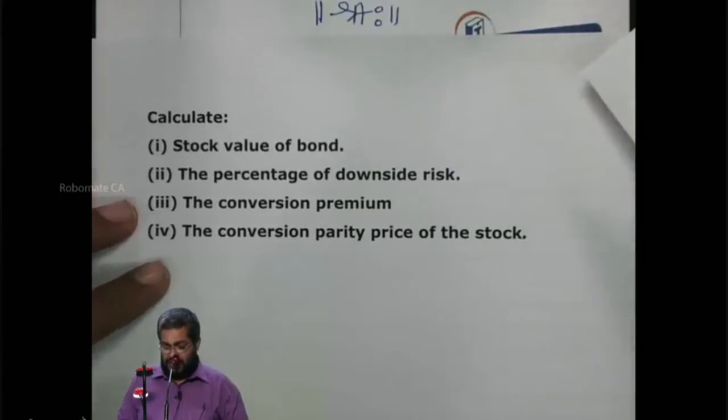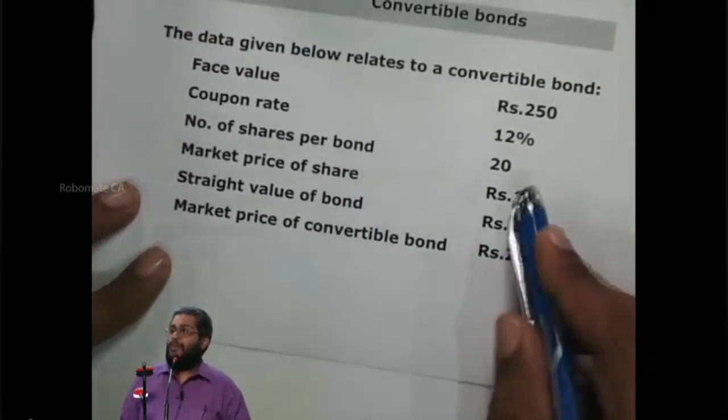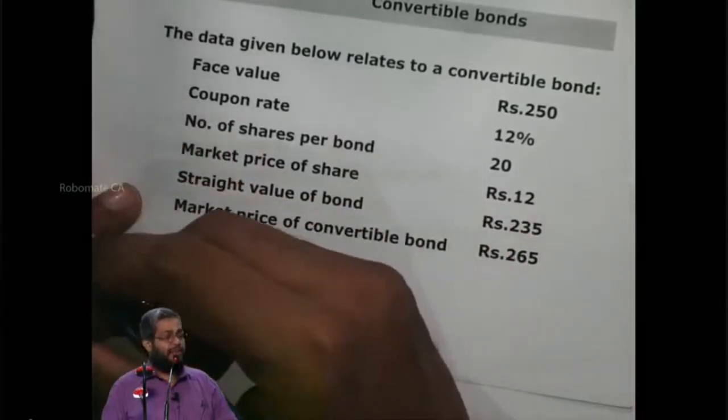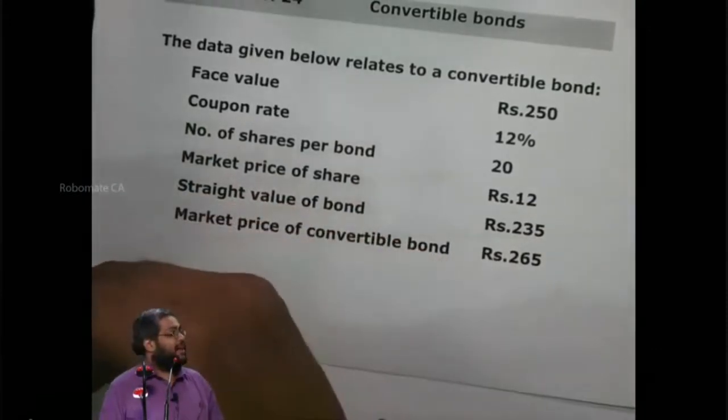And last is conversion parity, the price of the stock. 265 rupees I paid to buy how many shares? 20 shares. So the parity price is 265 divided by 20. That gives you some number, I think 13.25. Everybody, are you comfortable or not?